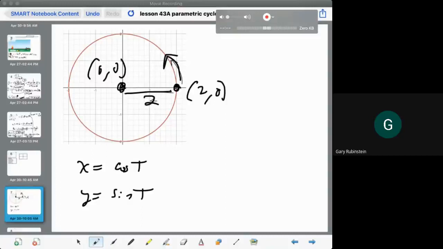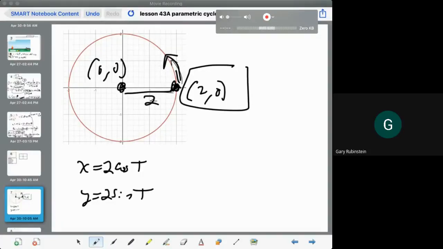And Leith is right. By putting a 2 in front of the cosine t and the sine t, it will cause it to have radius 2 instead of radius 1. Now, area, center, radius, direction, and starting point. 4 things. So this is how you can get a larger circle to happen.